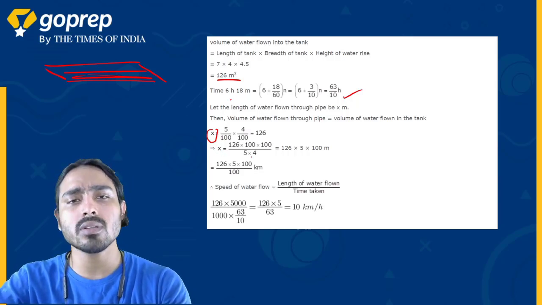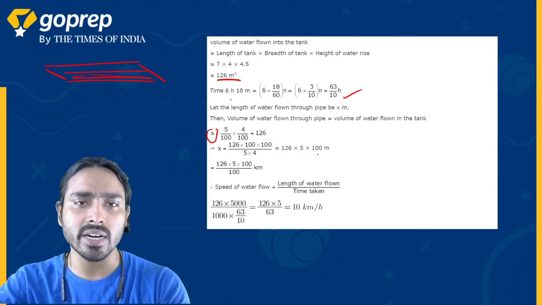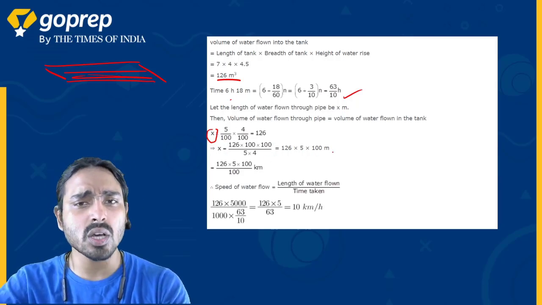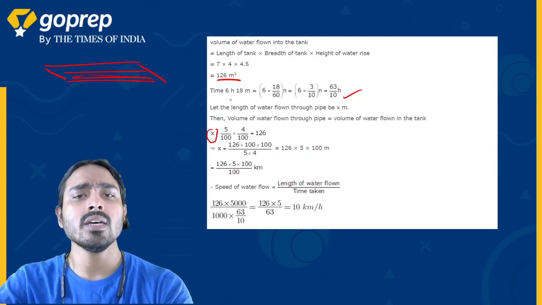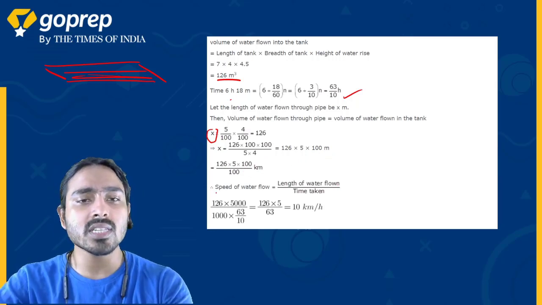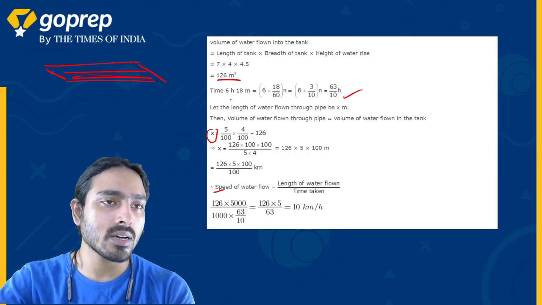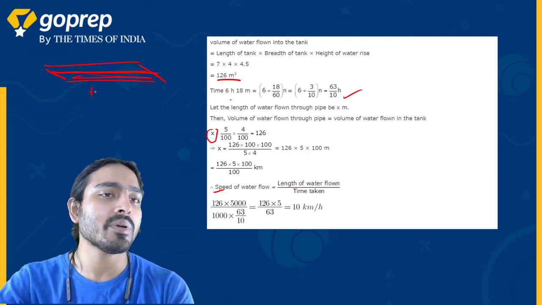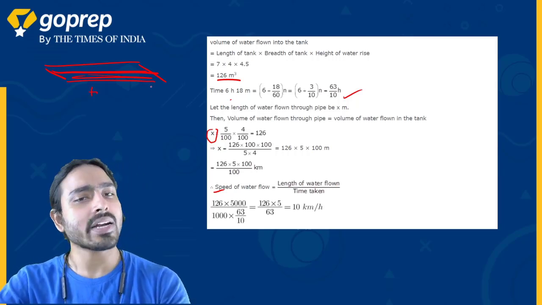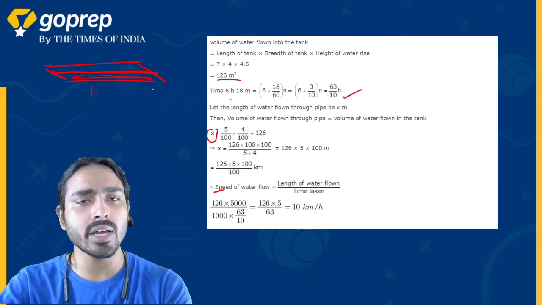You'll try to find it out. This is a simple calculation. Try to do it. You'll get the answer: 26 into 5 into 100, and you'll solve it, the length of the water flown. What is the speed? So what is the length and the time it has flown? That will be the speed of the water flow, right?